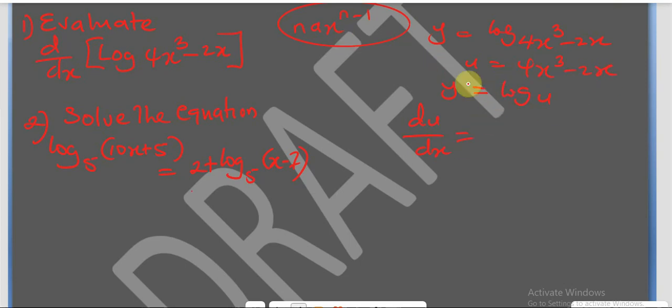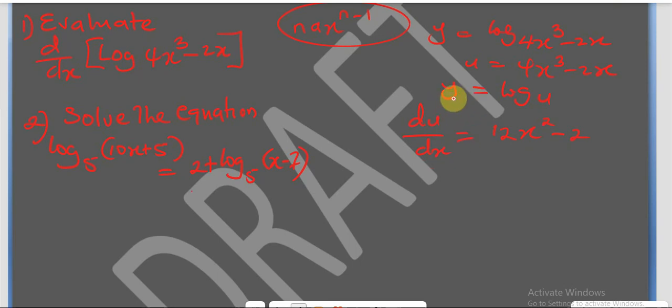So doing that, 4 times 3 is 12. X raised to the power of 3 minus 1 is x squared. I will do the same here and I get 2, minus 2. So this is du over dx, which is 12x^2 minus 2.